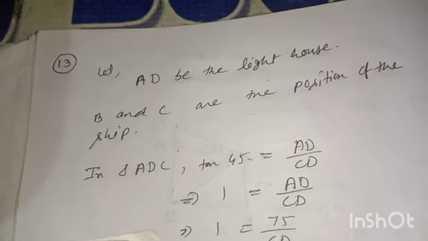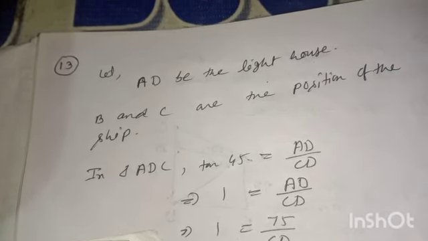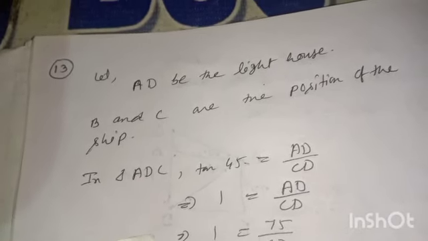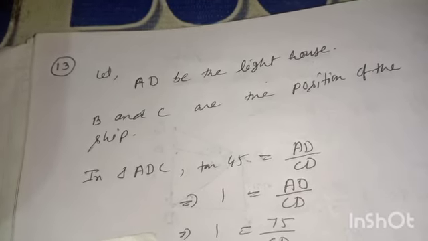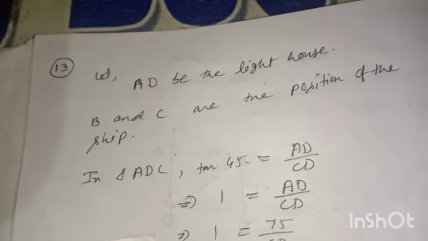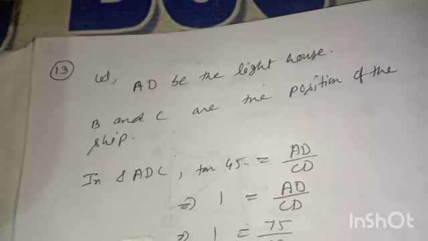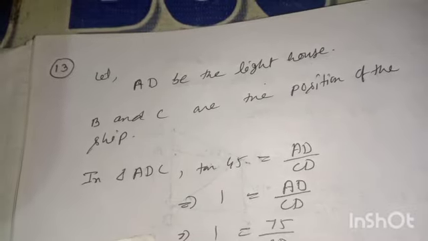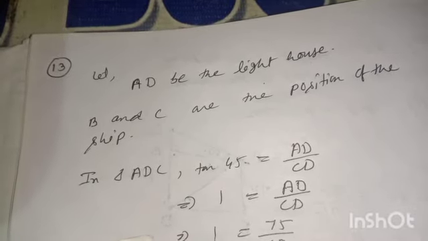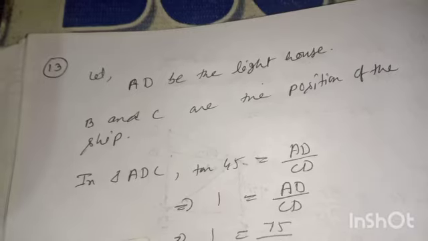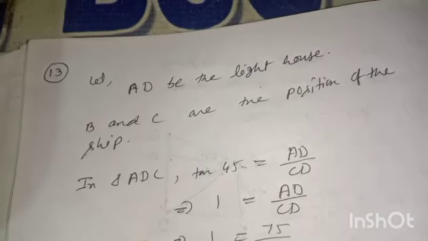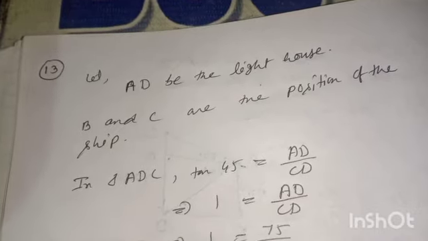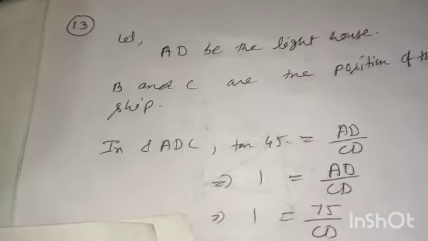Question number 13. It is given here: as observed from the top of a 75-meter high lighthouse. All of you know what a lighthouse is? As observed from the top of a 75-meter high lighthouse, from the sea level, the angles of depression of two ships are 30 degree and 45 degree. If one ship is exactly behind the other on the same side of the lighthouse, find the distance between the two ships. First, try to understand the question.